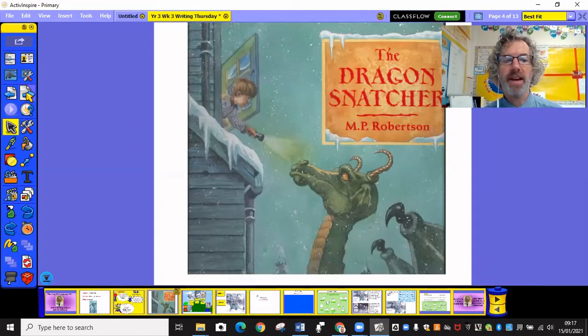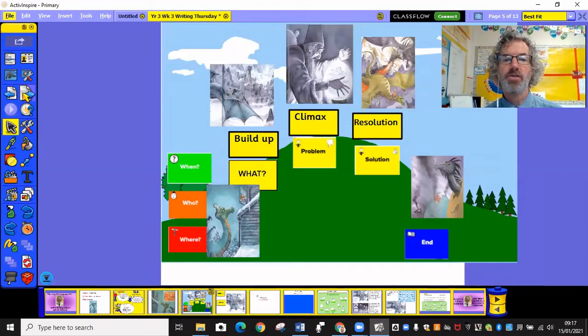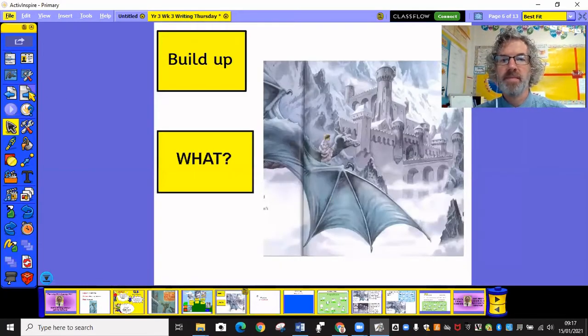Remember the story of the dragon snatcher. Here's our story mountain. We've focused quite a lot on the beginning and the build-up of the story so far, thinking about describing that flight on the back of the dragon. So here we are. George is again on the back of the dragon and he's flying towards the castle. And what we'd like to do today is write some really engaging sentences using prepositions based on this picture.